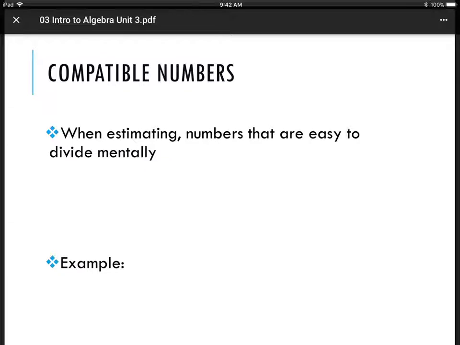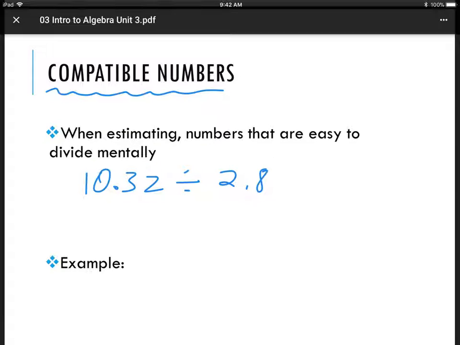This is one of my favorite terms that we learned this year. Honestly, I learned it when I started teaching this: compatible numbers. These are numbers that are easy to divide mentally. Division is one of the tougher operations, so let me give you an idea here. Let's say I'm looking at 10.32 divided by 2.89. Now, compatible numbers are numbers that are easy to divide.